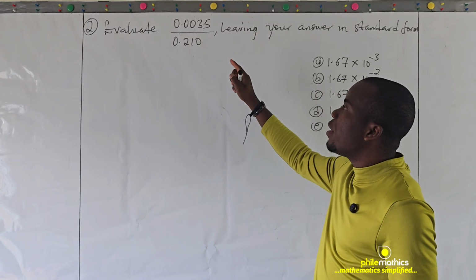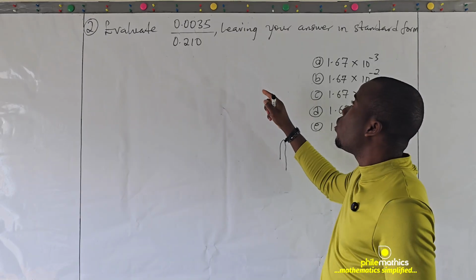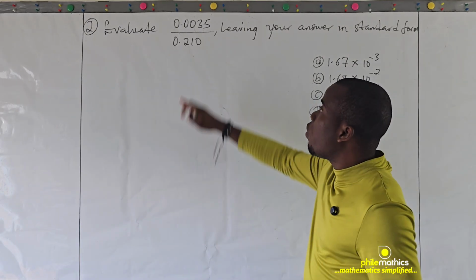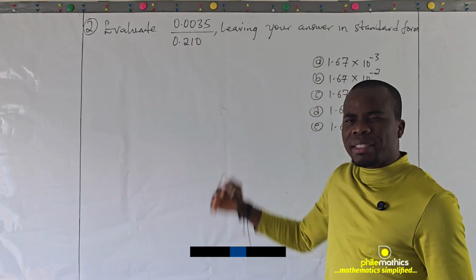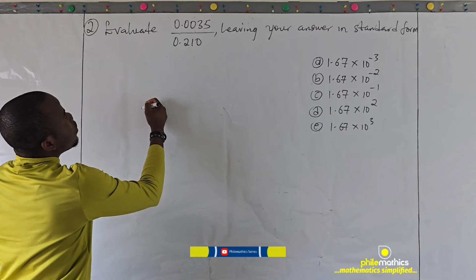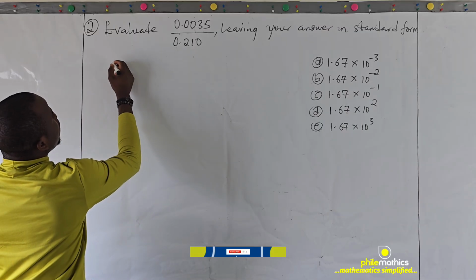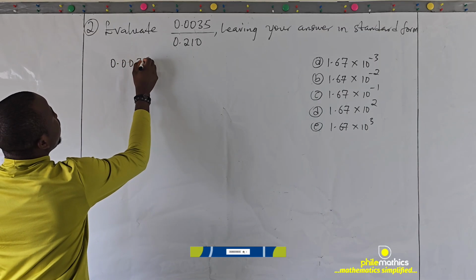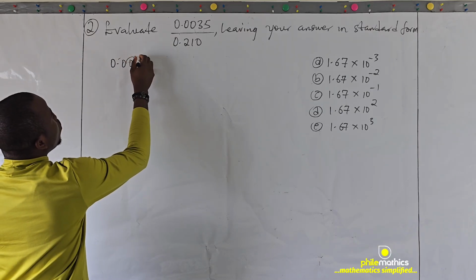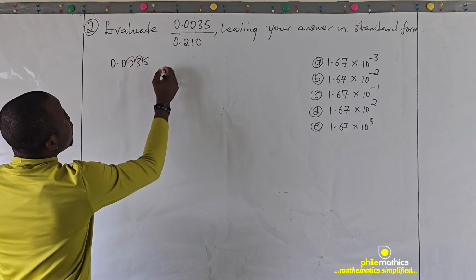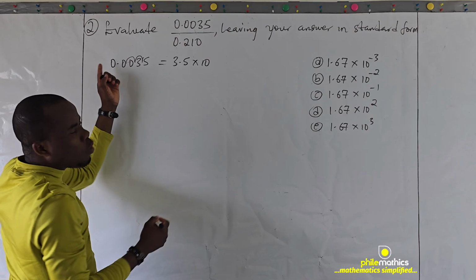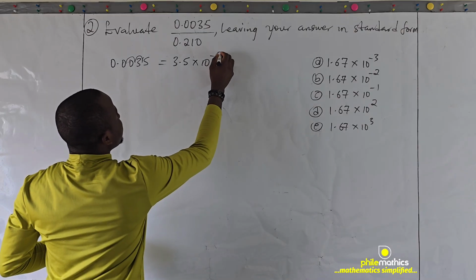Evaluate 0.0035 over 0.210, leaving your answer in standard form. So what we have to do here is to convert each of them into standard form and then divide. 0.0035 in standard form, you move the decimal point to the front, 1, 2, 3. Since we move 3 times, this will be 3.5 times 10, and since we move from the left to the right, it will be negative 3.